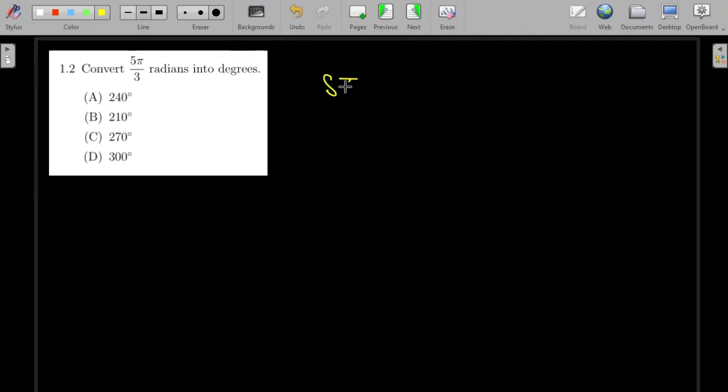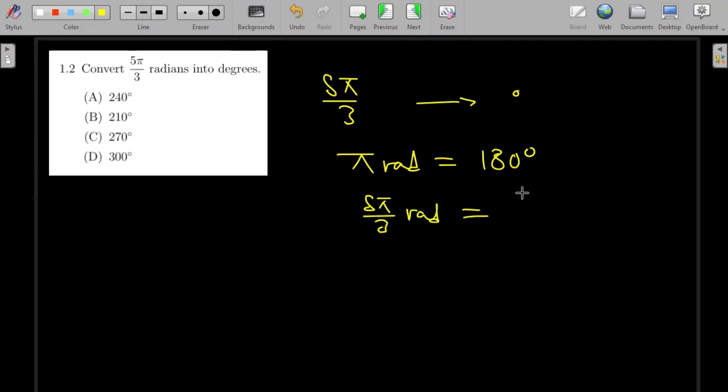Convert 5 pi over 3 radians to degrees. Here we're doing the opposite, right? We still use the same relationship. We know that pi radians is the same as 180 degrees. Now we have pi over 3 radians. How many degrees are we going to have? So we cross multiply. We're going to have x pi is equal to 5 pi over 3 multiplied by 180.